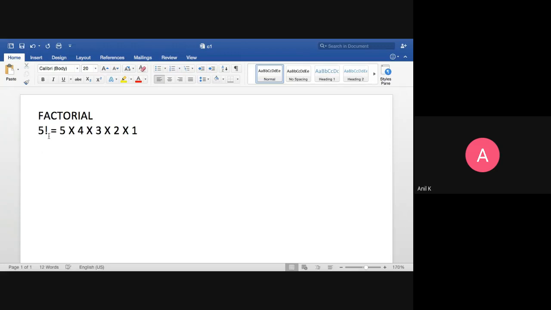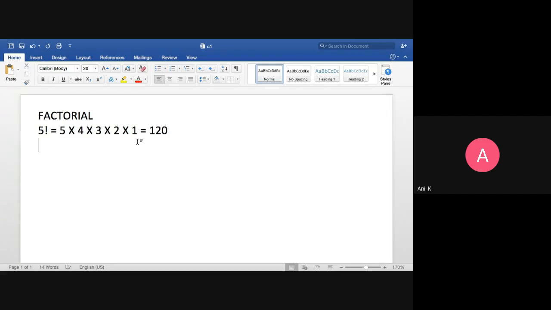If I have 5 factorial, I have to start from 5. I have to multiply all the numbers from 5 to 1, or maybe you can say 1 to 5. So if I multiply this, I get 5 times 4 is 20, 20 times 3 is 60, 60 times 2 is 120. So my answer is going to be 120.